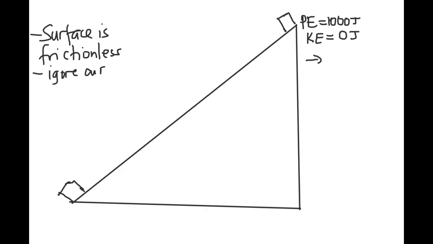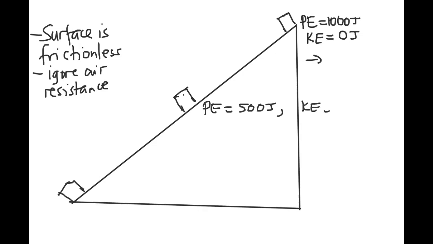Ignore air resistance. Now we are going to ask the same questions. We start by what will be the potential energy midway here. The potential energy midway has to be, because it's half the trip, 500. That will be 500 joules here, and kinetic energy has to be 500 as well, 500 joules.